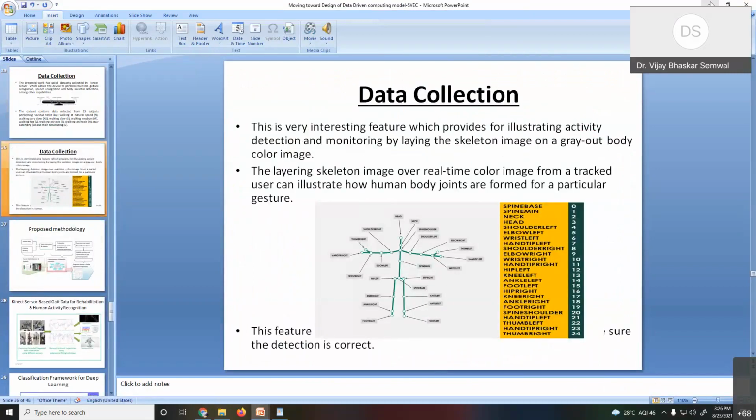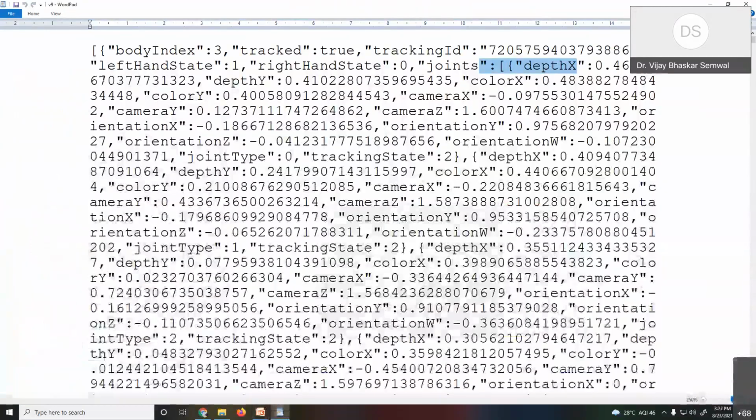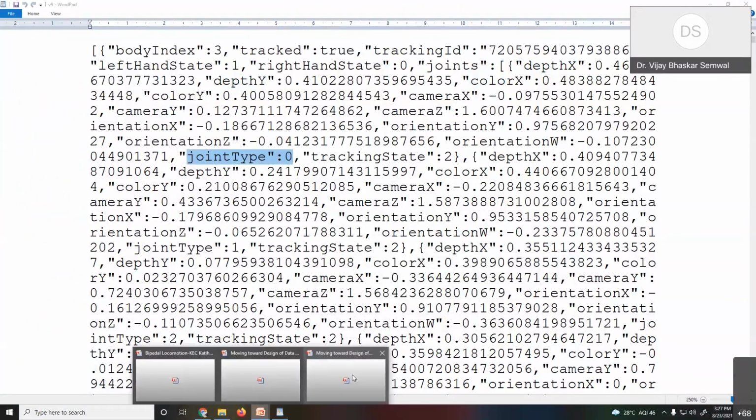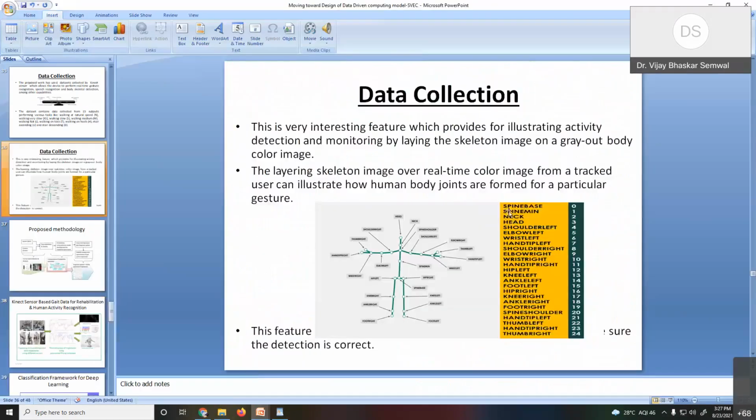Corresponding to each joint, I'm getting the depth X value, depth Y value, color X value, color Y value, camera X, camera Y, camera Z value, and orientation X, Y, Z, W, and the joint type. Joint type 0 represents the first joint, that is spine base, then spine mid, neck, head, shoulder, all the points, and the tracking status too.